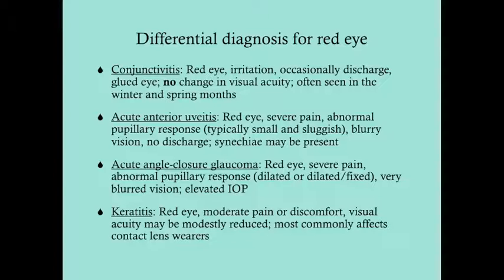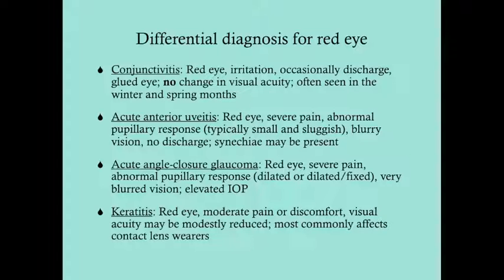But what there is notably is an absence of change in visual acuity. It doesn't affect the patient's ability to read on the Snellen chart. They don't have blurry vision. And often you see conjunctivitis in the winter and spring months. So during this time of the year that I'm recording this right now, November through April, your suspicion for conjunctivitis should be higher than in the summer months.